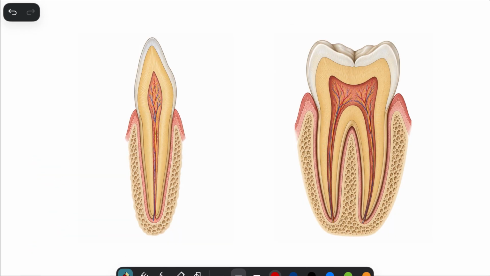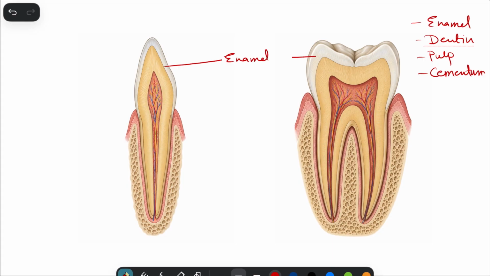Now let's see the internal anatomy of tooth. So, the tooth consists of enamel, dentin, pulp, and cementum. The enamel is the outer covering of the crown. It is the hardest substance in the human body. It is highly mineralized, acellular, and it cannot be regenerated.